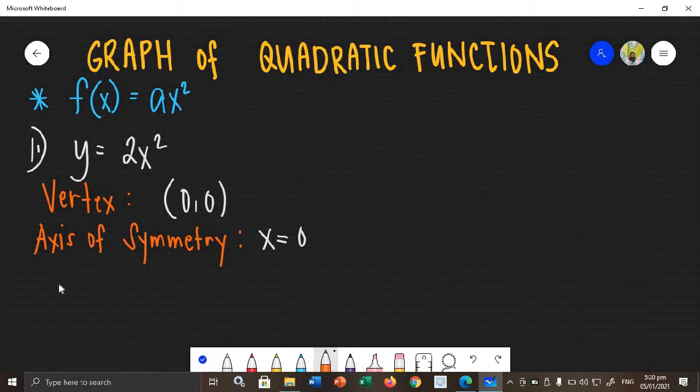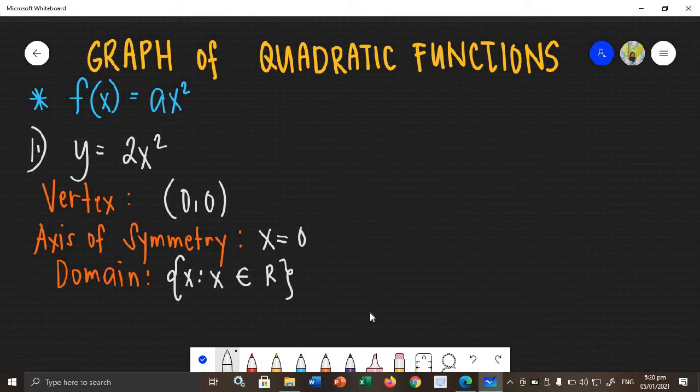Yung domain, the domain must be written in set builder notation. Hindi nagbabago yung domain. X is the set of all real numbers. And then, the range. So, yung range, merong condition sa range. In this example, ang range natin is y is the set of all real numbers such that y is greater than or equal to 0.